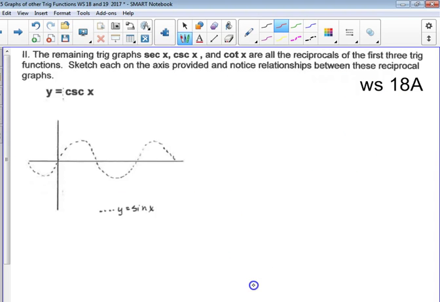Okay. We're back on 18A. I know. It's like a puzzle today. Which worksheet should we look at? Okay. You can't put cosecant in your graph, and your calculator doesn't have a cosecant button. You could do 1 divided by sine, since cosecant is the reciprocal of sine. Everybody okay? 1 divided by sine.